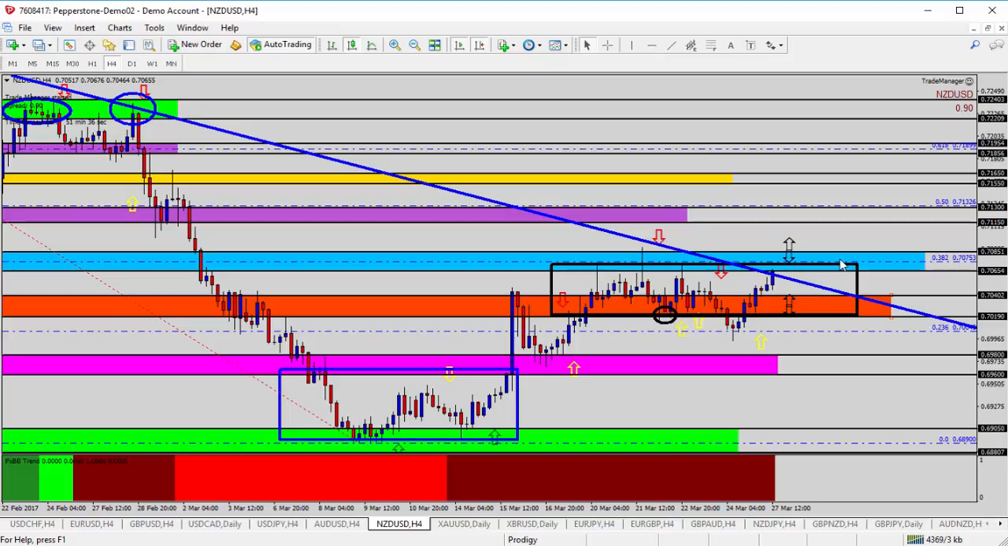Zoom it out one time. So again, doesn't change it. We need a breakout either above the blue zone for upside or under the orange zone, preferably now on the daily time frame, to go lower for the New Zealand dollar this week.